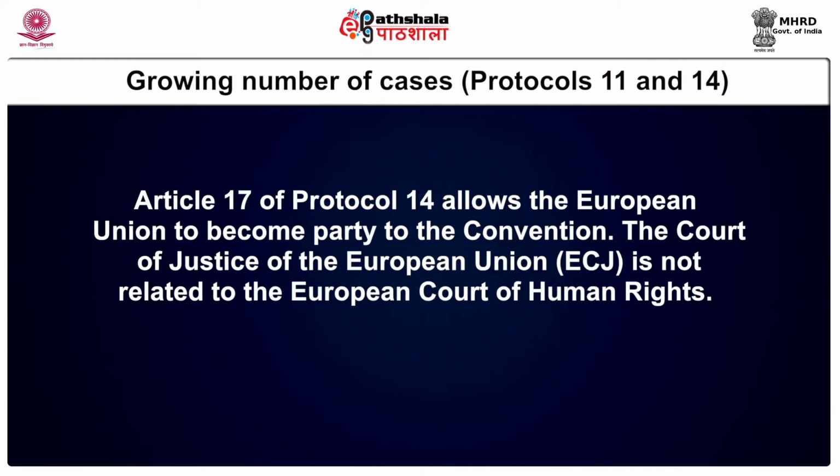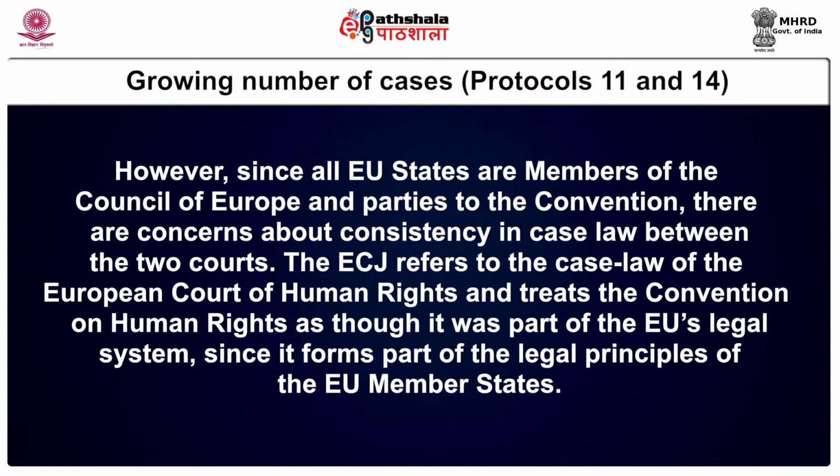Article 17 of Protocol 14 allows the European Union to become party to the Convention. The Court of Justice of the European Union, that is the ECJ, is not related to the European Court of Human Rights. However, since all EU states are members of the Council of Europe and parties to the Convention, there are concerns about consistency in case law between the two courts.